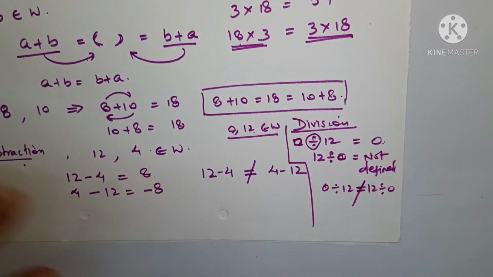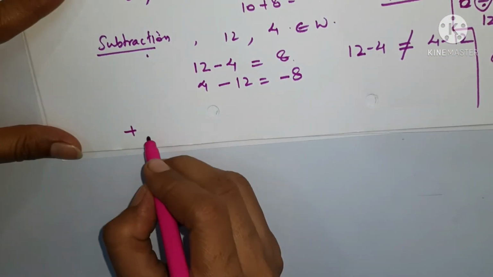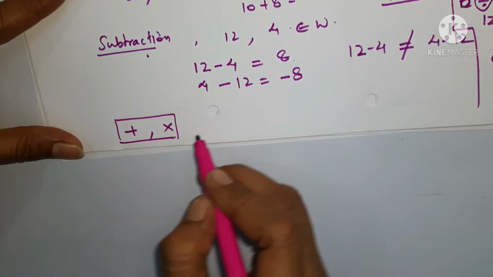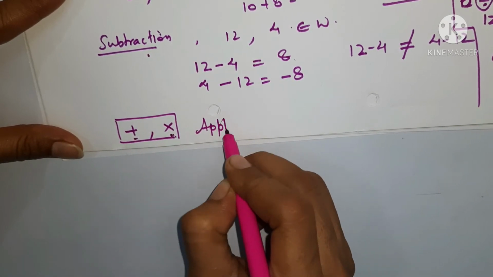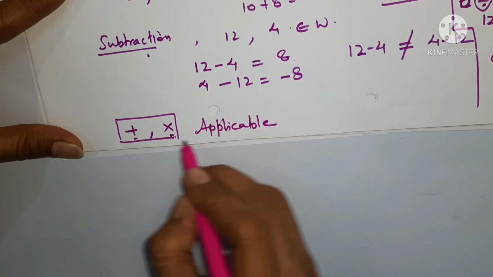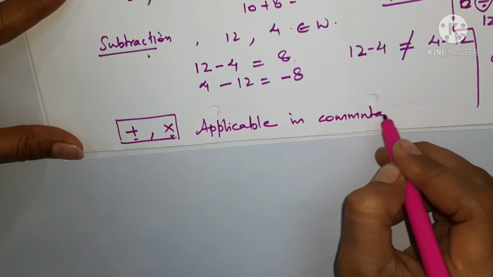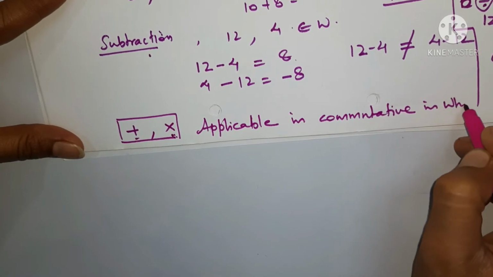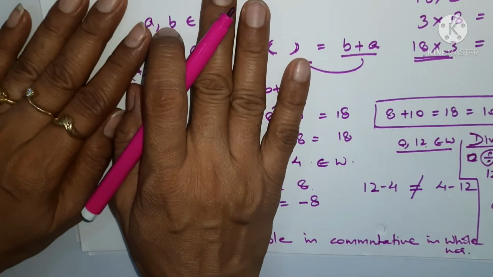Okay. So finally, what can we conclude? We can conclude that only these two, addition and multiplication, are applicable for the commutative property in whole numbers. Understood? This is what we have in commutative property.